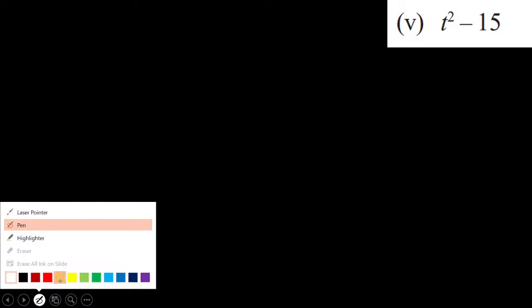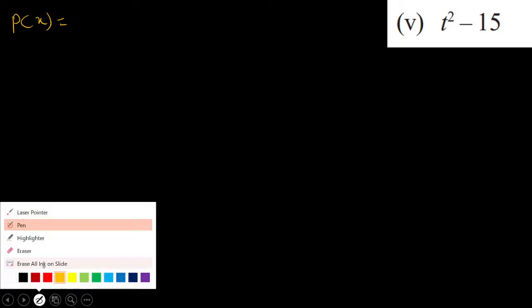Okay, in this case, if we compare it with the general form of the quadratic polynomial, again in this case, instead of writing x, we'll take p. So p of t is equal to at square plus bt plus c. So value of a is 1. There is no t term in the given equation or in the given quadratic polynomial. So b is equal to 0. And c is equal to minus 15.